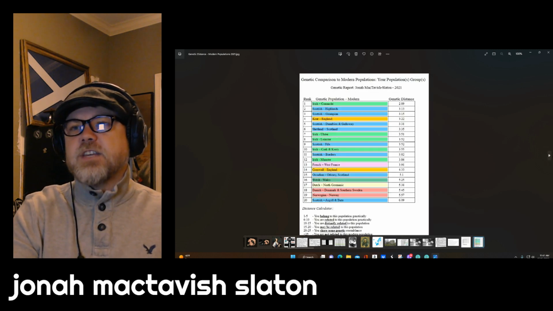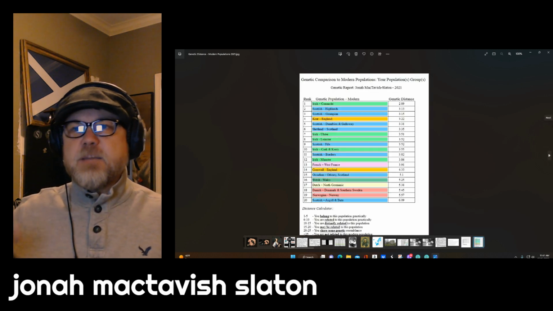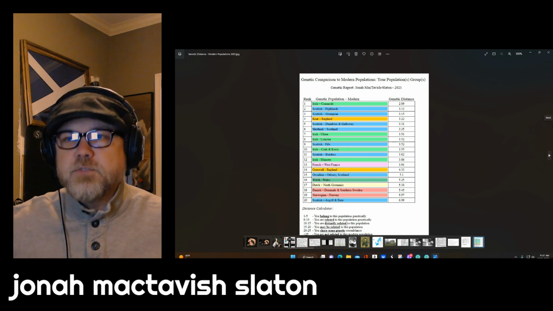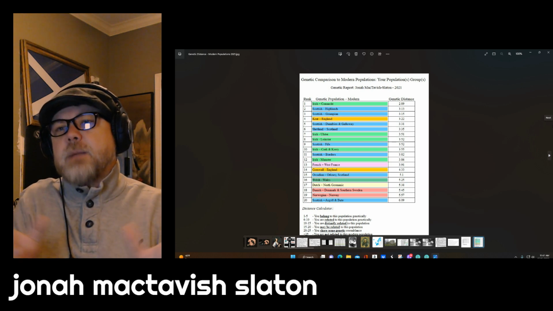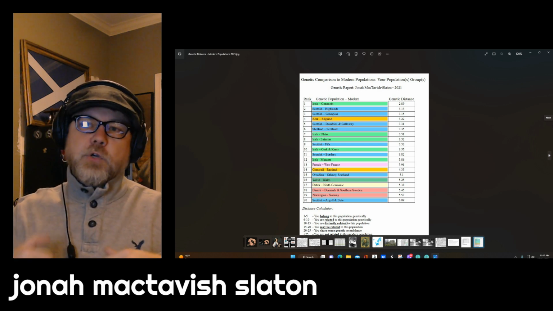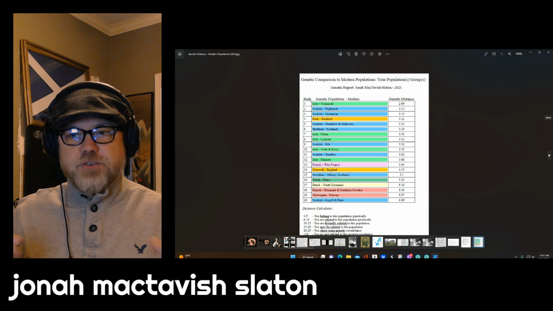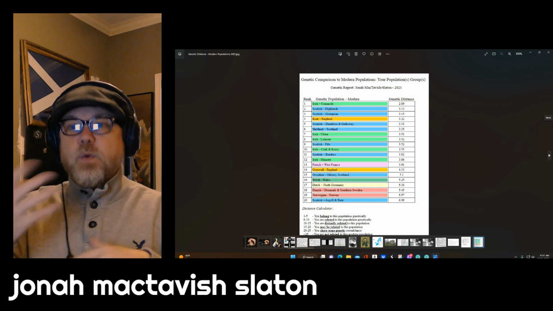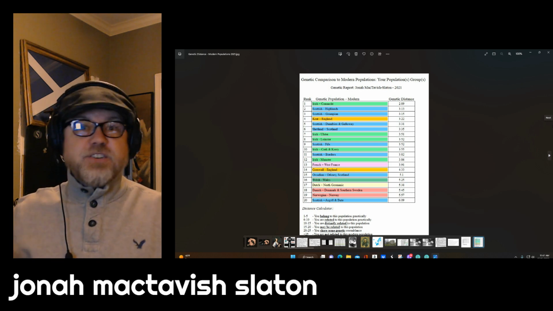Okay, so the next report is a genetic comparison to modern population groups. This is not a region, this is a genetic population group. This is down to a provincial or county consideration. But as well, there will be nations in there that don't match this.